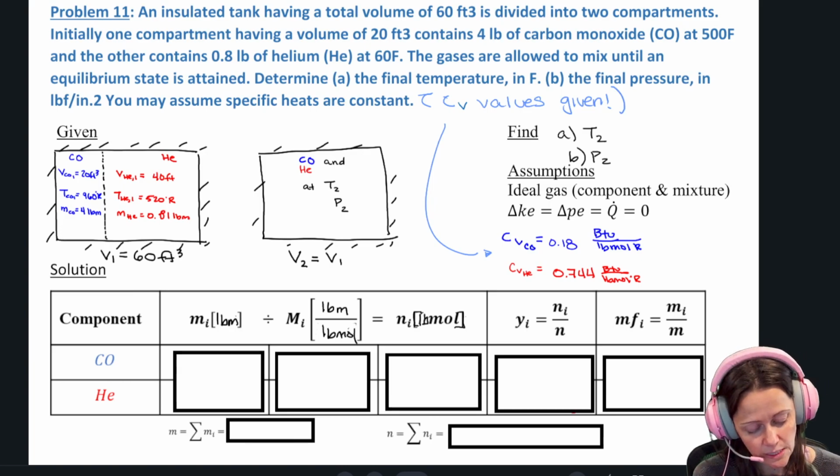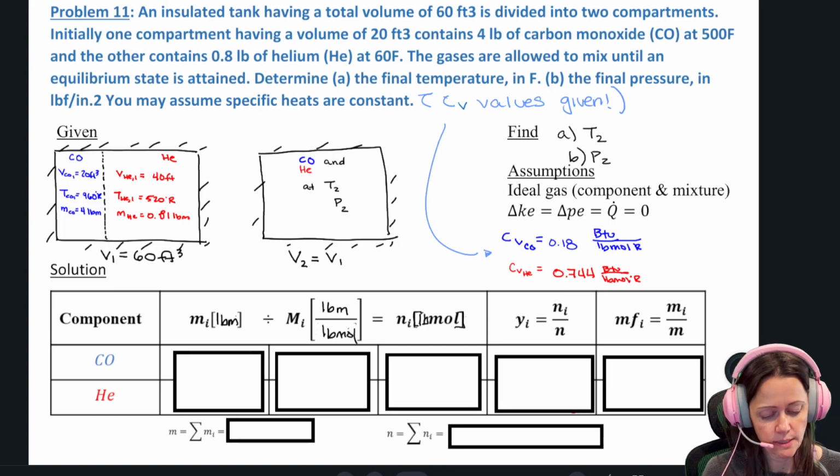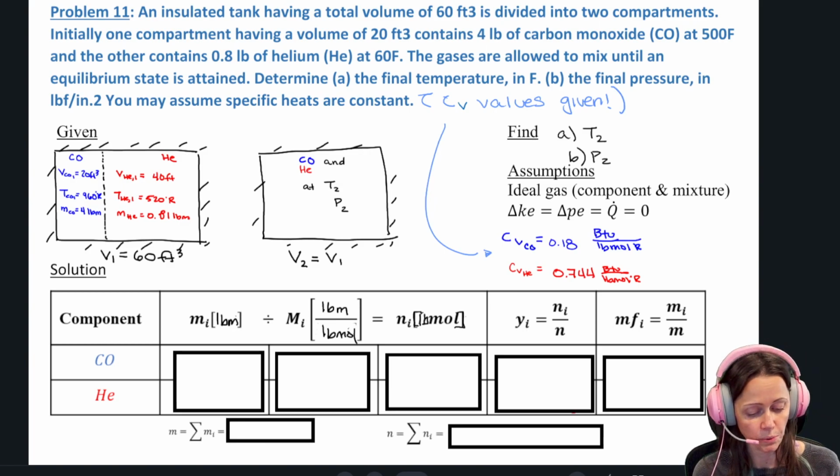So we've got carbon monoxide and helium. We're initially given the volume, the temperature, and the mass of each of those components. We also know that the tank itself is insulated, that it's rigid, and that the total volume is 60 feet cubed. And then the gases are allowed to mix until an equilibrium state is attained, and we're supposed to find the final temperature and the pressure at the end.